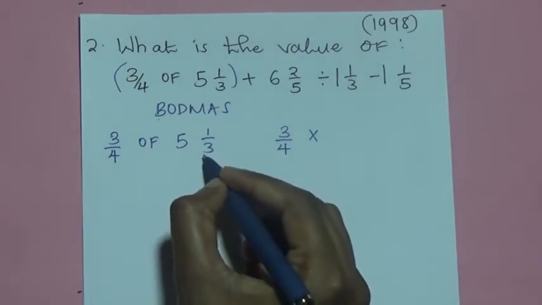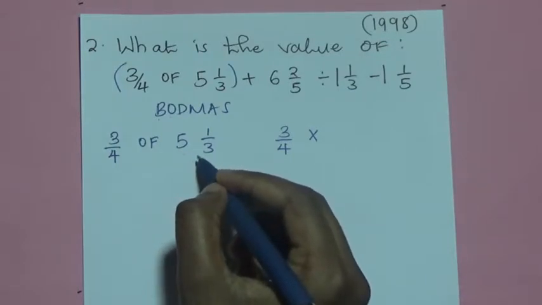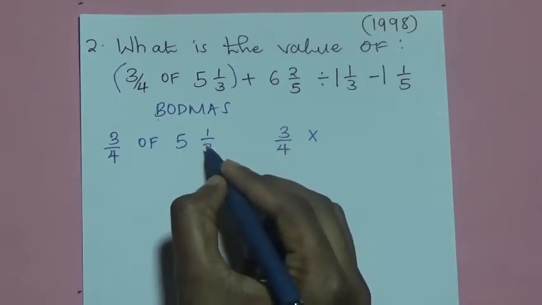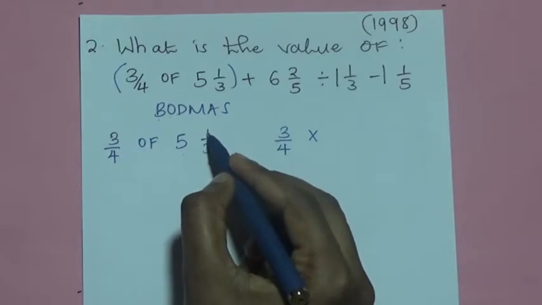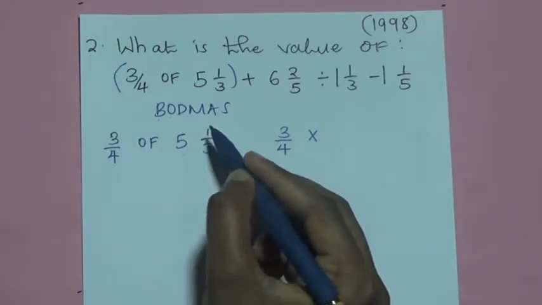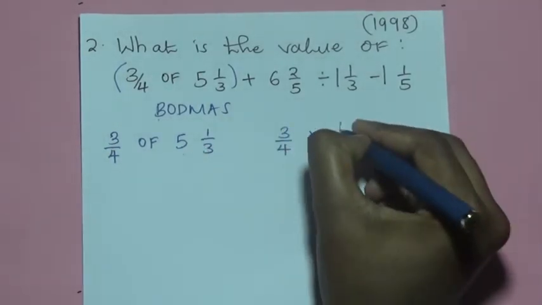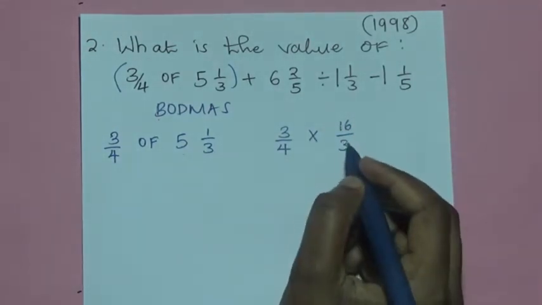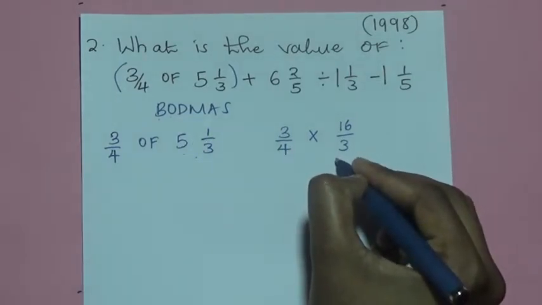When multiplying fractions, you have to change mixed fractions into improper fractions. How do we do that? We take 5, the whole number, multiplied by 3, which is the denominator, that will give us 15, and then we add 1, which is the numerator. That will give us 16. So it will be 16 over 3. We have changed the mixed fraction into an improper fraction.